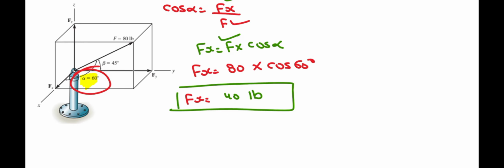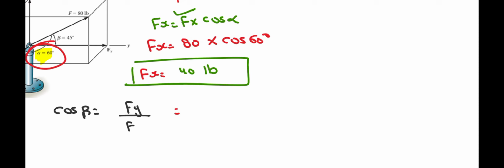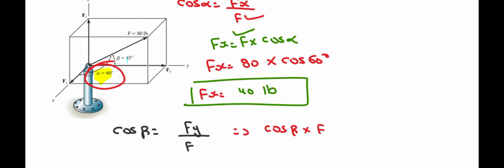Now what about the value of Fy? For Fy, we know that cos beta equals Fy upon F. So Fy equals cos beta into F. The value of beta is given in the question, and it is 45 degrees, because beta is the angle between the force F and the y-axis. So cos 45 degrees into F, where F is 80, gives 56.56 pounds. This is Fy.